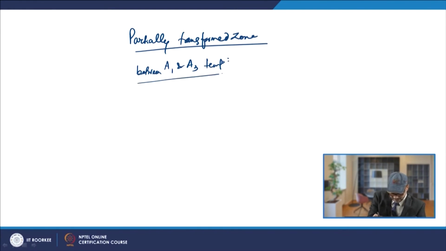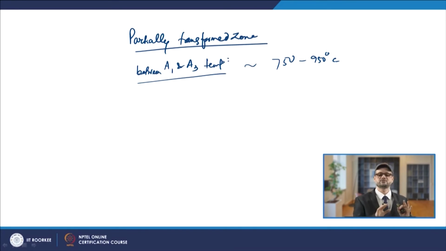So, normally you will have the range of from 750 to 950 degrees centigrade. That is the temperature range which is signifying the partially transformed zone. So, you will have the eutectoid perlite, which will begin to dissolve when heated beyond this temperature. In this case, normally what happens is that you get a chunky perlite type of structure in such zones.